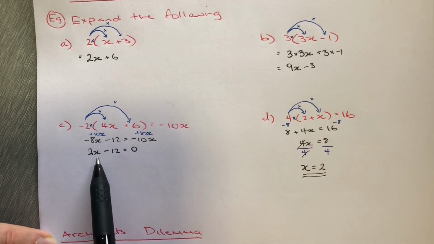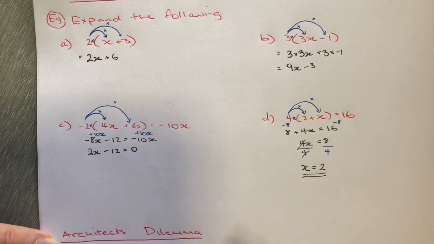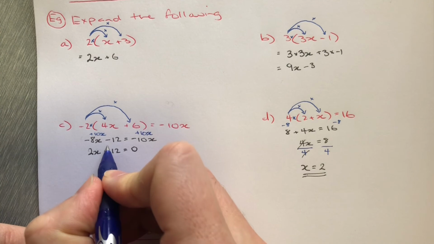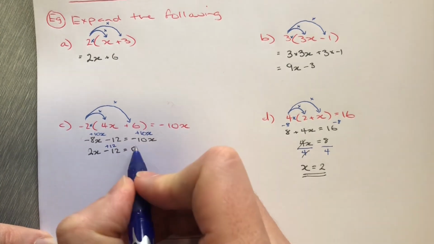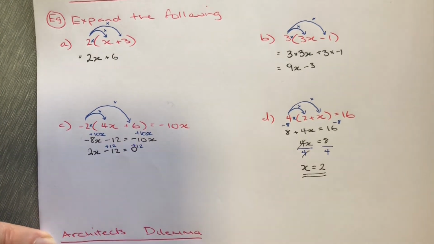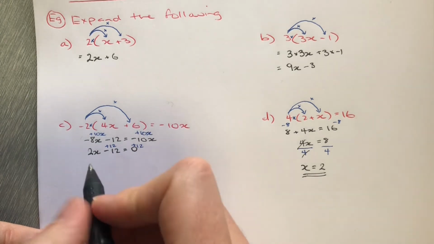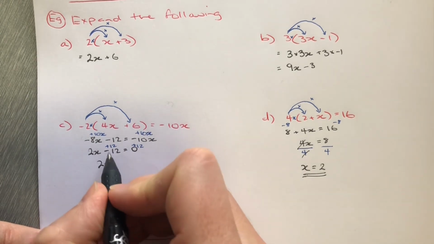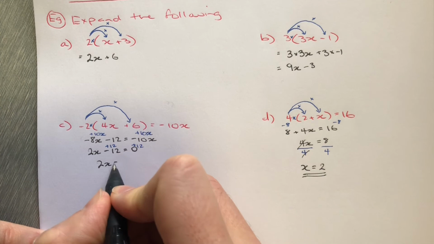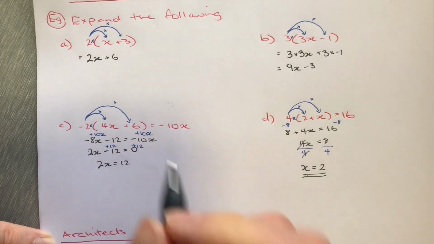Now we want to get everything away from the x so we can work out what it equals. So I'm going to have a look at this -12. The opposite is +12. We have to do that to the other side too. So that's going to leave us with 2x. -12 and +12 is 0, so that's gone. 0 plus 12 is 12.